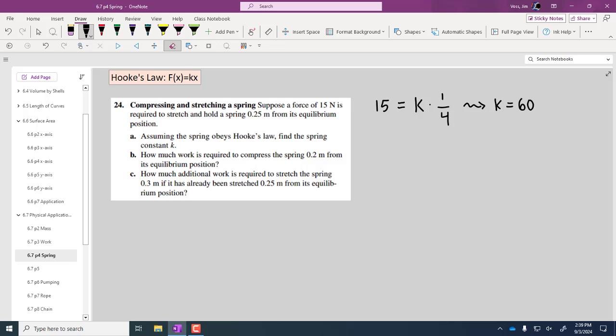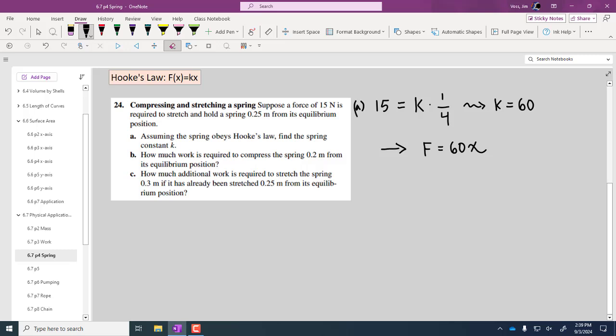All right, so this tells us then that our forcing function is 60x. So for this spring, that's the force function. That force function is going to be used for this spring in any problem we have. So this is part A. Part A says assume the spring obeys Hooke's law, find the constant. So there's part A right there.